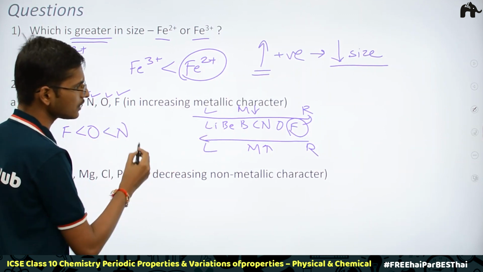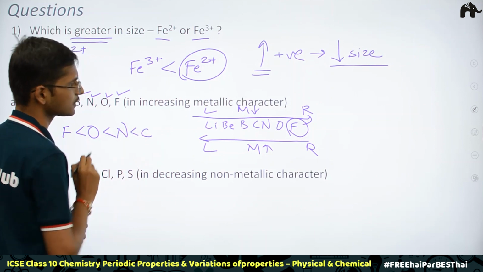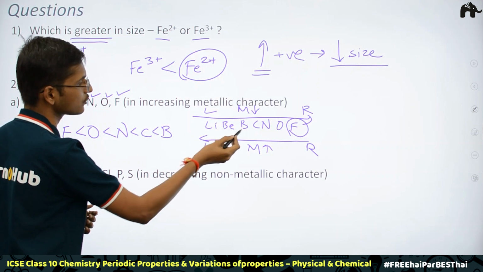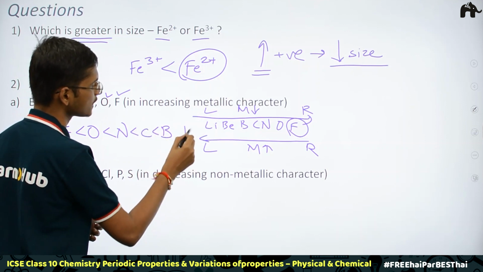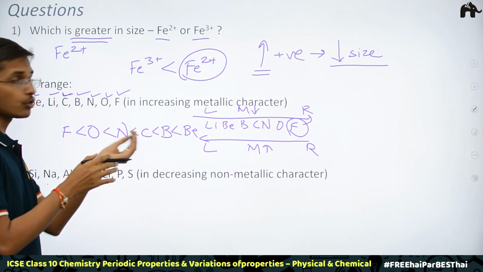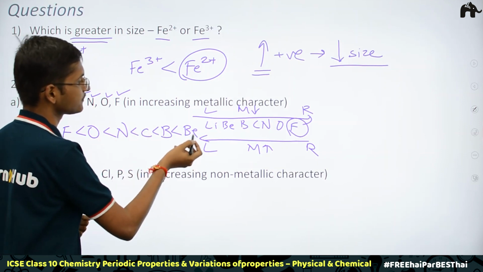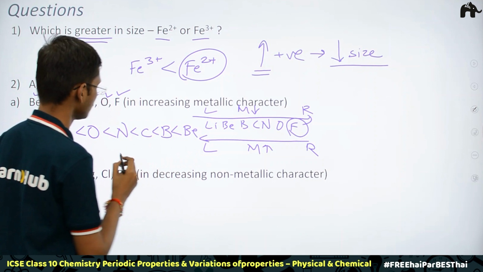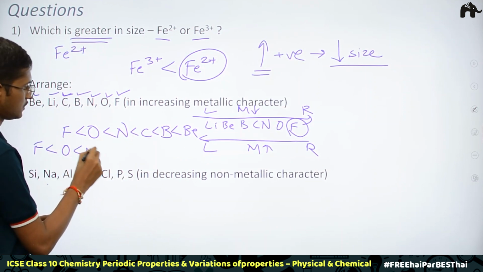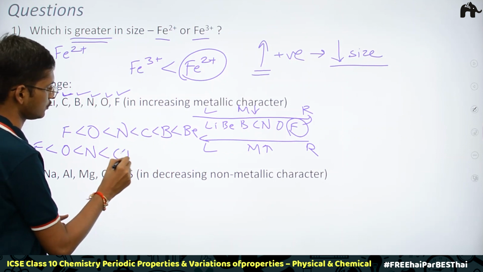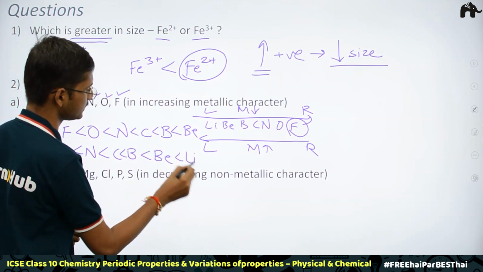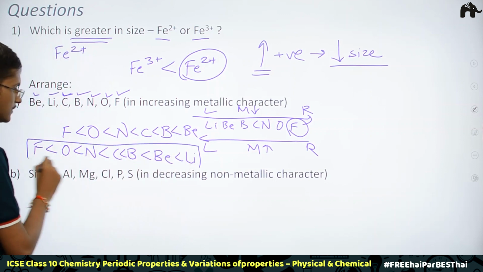Then carbon, it is also having more metallic character than oxygen. Moving ahead, boron, then beryllium, which has more metallic character than boron. And then lastly lithium. I can write this again here so that you won't feel confused. So this is our answer.